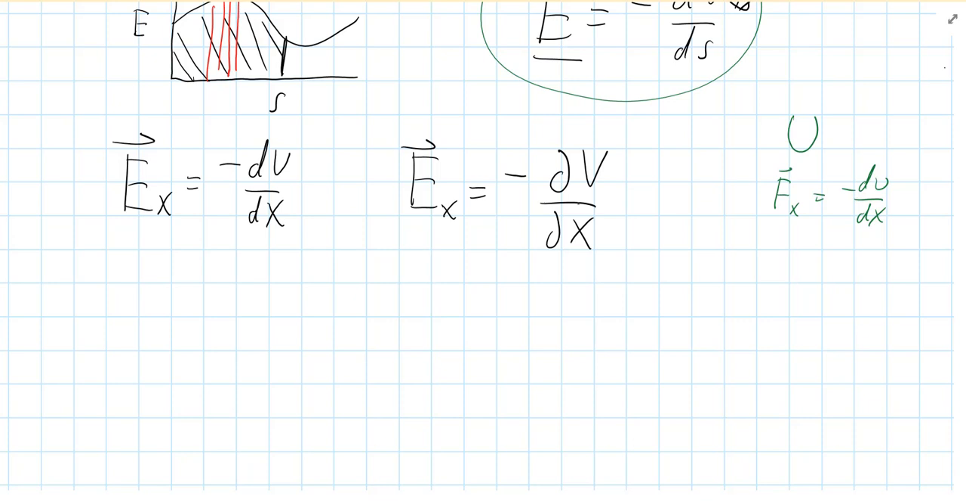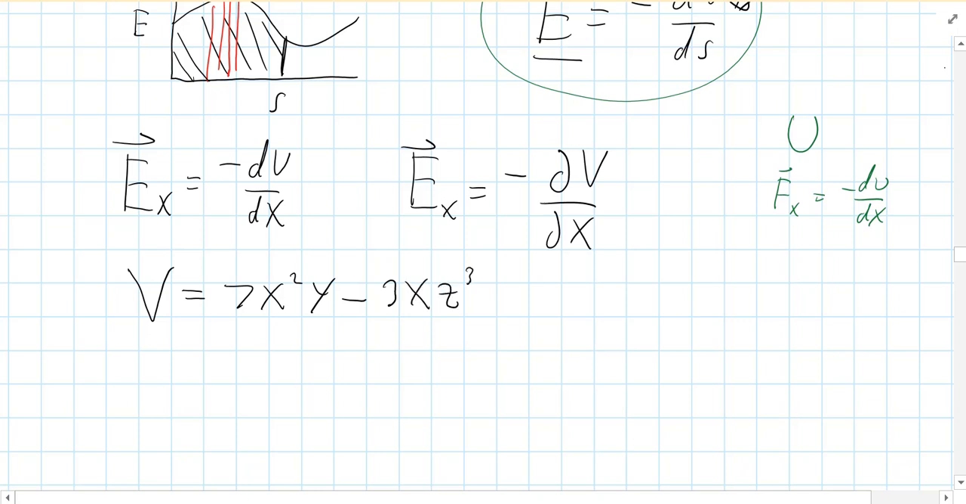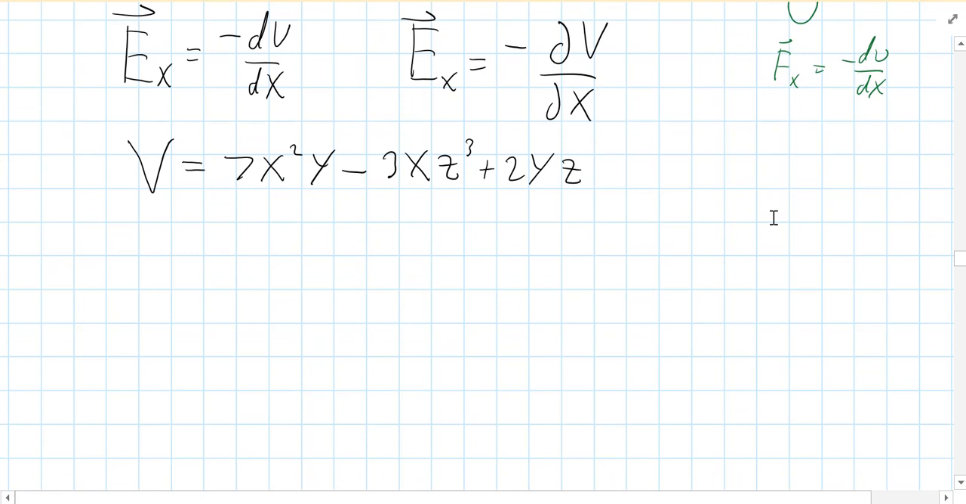So, for example, let's say I gave you voltage is some weird function of space. Let's say it's 7x squared y minus 3xz cubed plus 2yz. So let's say that's your voltage, and I said, hey, find the electric field associated with that voltage, and then I'll give you a value. Like, for instance, what's the electric field at the coordinates 1, 3, 4? So it's got three dimensions, x, y, and z, so we need to take the three partial derivatives.